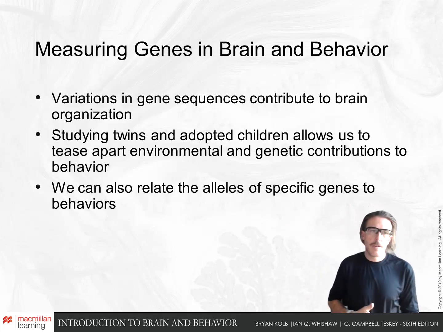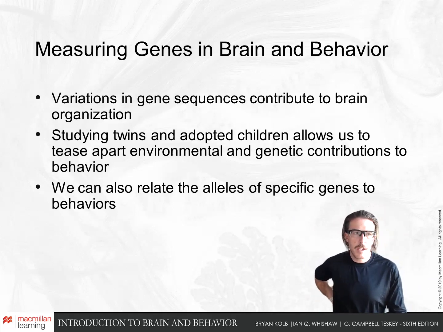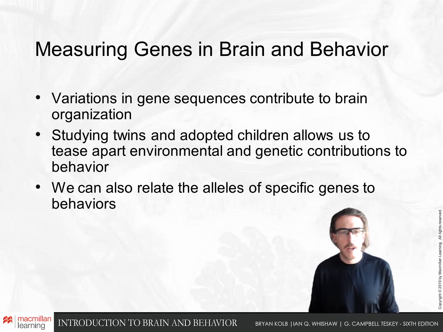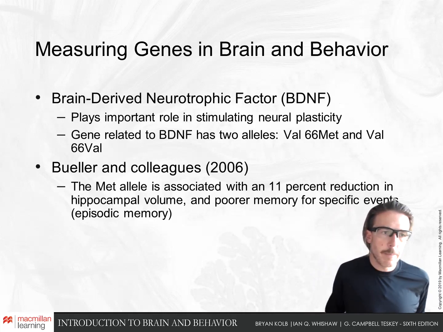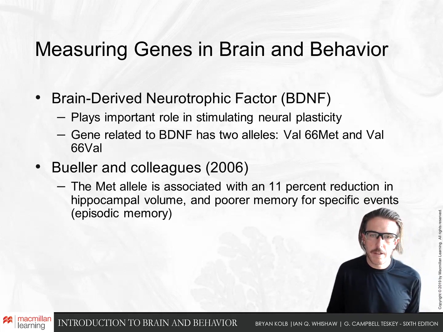Finally, we can measure gene sequences, so variations in particular genes and how they relate to brain behavior. So we could study twins and adopted children and allow us to tease apart environmental and genetic contributions. We can also study the alleles of genes and see who has particular alleles and how that relates to their behavior. For instance, there's genes for BDNF, brain-derived neurotrophic factor, an important aspect of our neuroplasticity. And there's two alleles, the 66 MET and the 66 VAL, that seem to differentially affect our production of BDNF and lead to differences in learning. And some other colleagues showed that the MET allele is associated with reduction of hippocampal volume in humans and poorer memory for events.